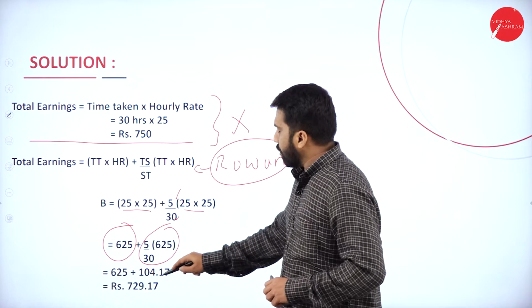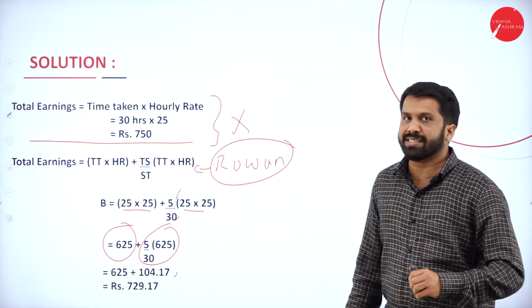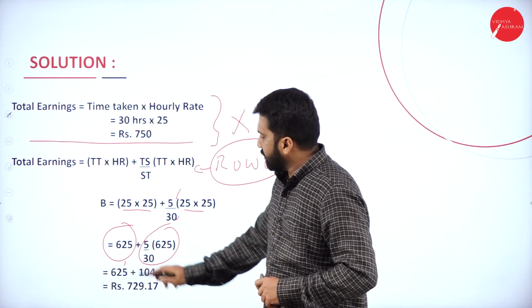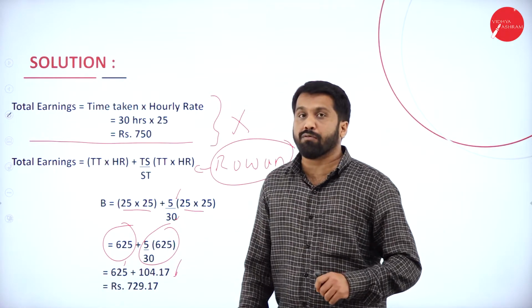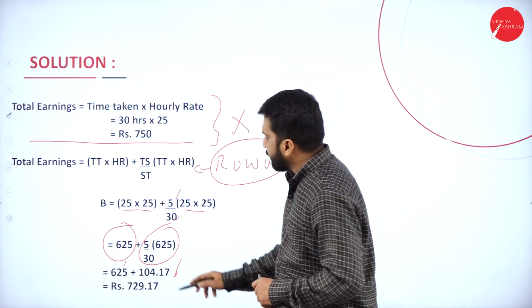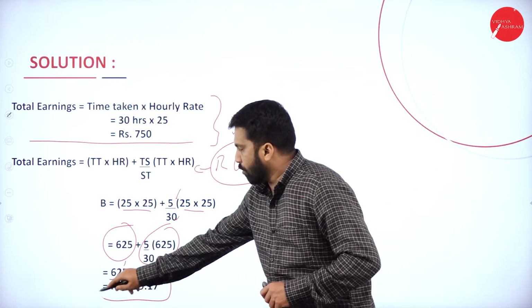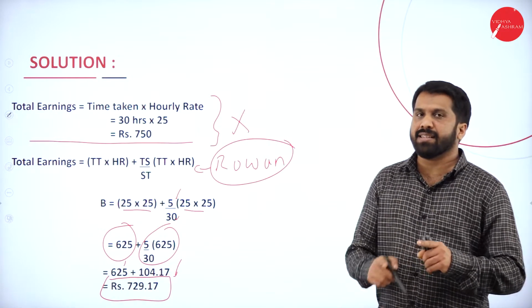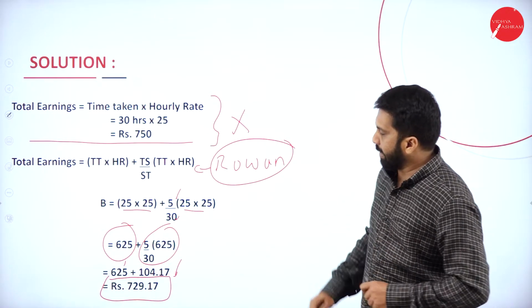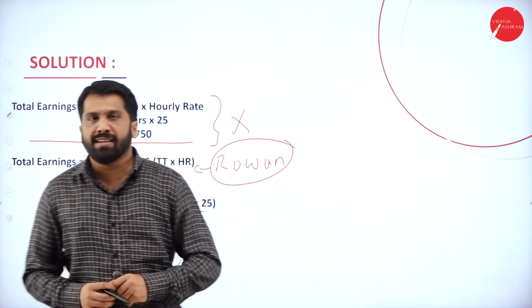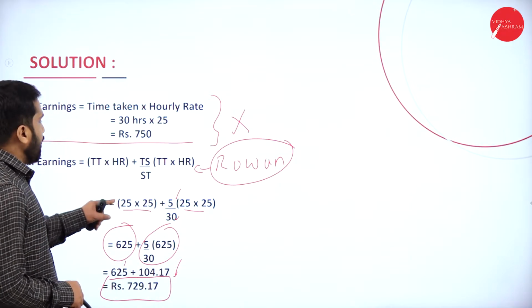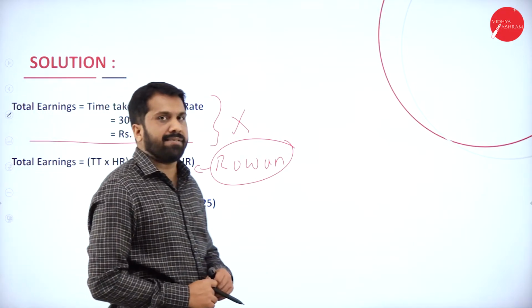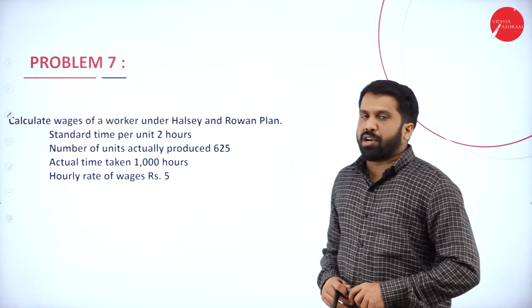If you go for this calculation, what will be your answer? This will be 625. This will be 104.17. What is the final answer? If you add both, you will get 729. Clear? Yes. 729 is your final answer. This is for whom? B. And for A, A is how much? A is already calculated. It is 750. So we're done with your problem number 6.